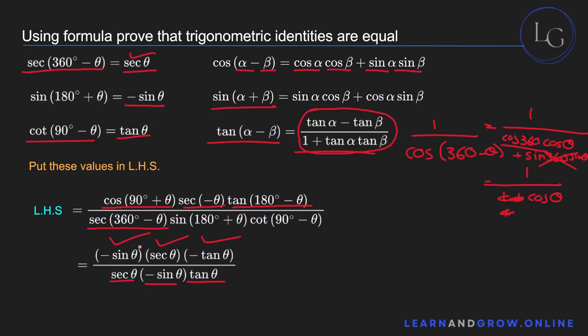Now you start cancelling them out. You can cancel this out and this out. You can cancel this secant theta and this secant theta out, and you can cancel this negative tan theta with tan theta, except you're left with -1, which is why you end up with -1 in the end. And that's how you prove that the left-hand side is equal to the right-hand side.